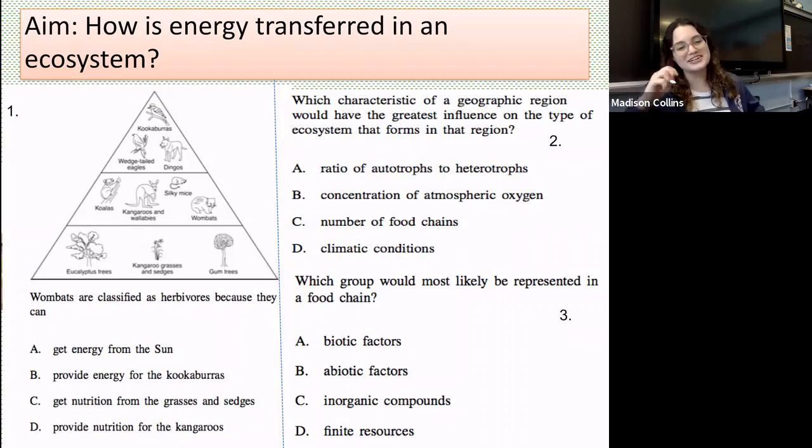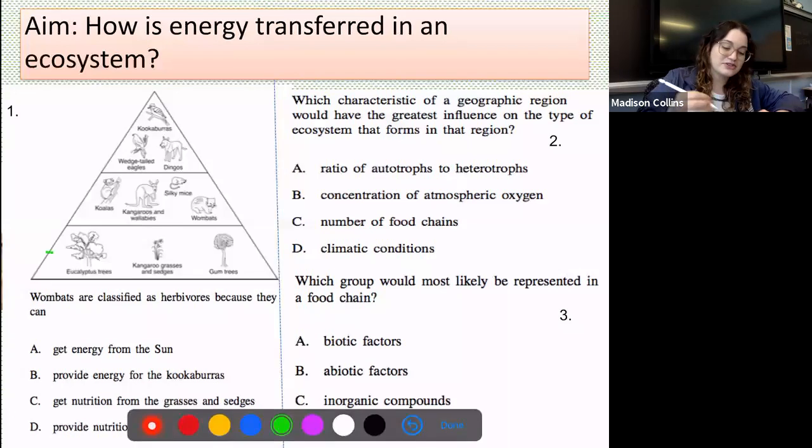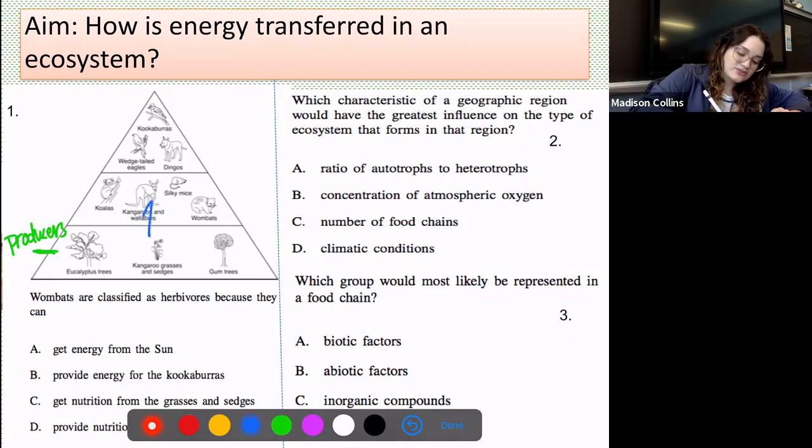Now, number 1, wombats are classified as herbivores because they can what? So in this picture, we're looking at an energy pyramid, which we know is separated into different trophic levels. So this first trophic level down here at the bottom is where we find our producers. We see that it's full of plants or autotrophs. But then this second trophic level is filled with organisms that eat those plants or those producers. And we call organisms that eat plants herbivores.